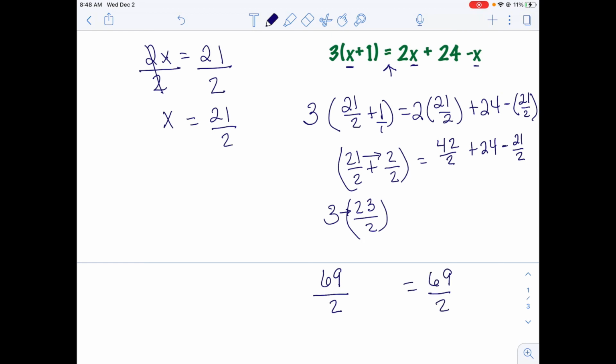And because these have to be equal, because it's an equation, and it's 69 halves here and 69 halves here, I know that my x value is correct. So my solution to this equation would be x is equal to 21 halves.